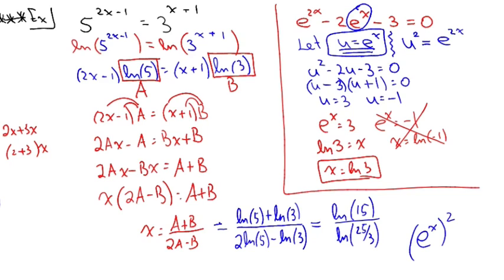All right. Other than exponential equations, there are logarithmic ones. For example, log base 2 of 3x minus 7 is equal to 4. That's what's considered a logarithmic equation.